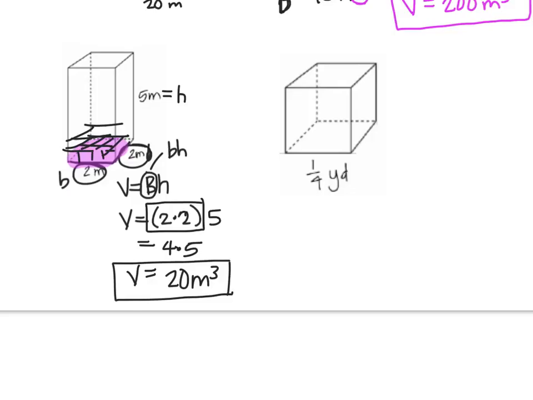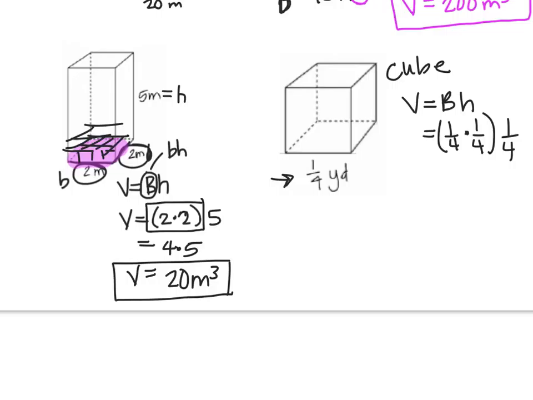On this one, this guy right here is a cube. A lot of times you'll see that where they just have one measurement like that. When they just have one measurement for that entire shape, it tells you it's a cube. It's kind of tricky that way. Always start with your formula. Volume equals area of the base times height. And so I'm going to substitute in. I have 1/4 times 1/4 parentheses times 1/4.